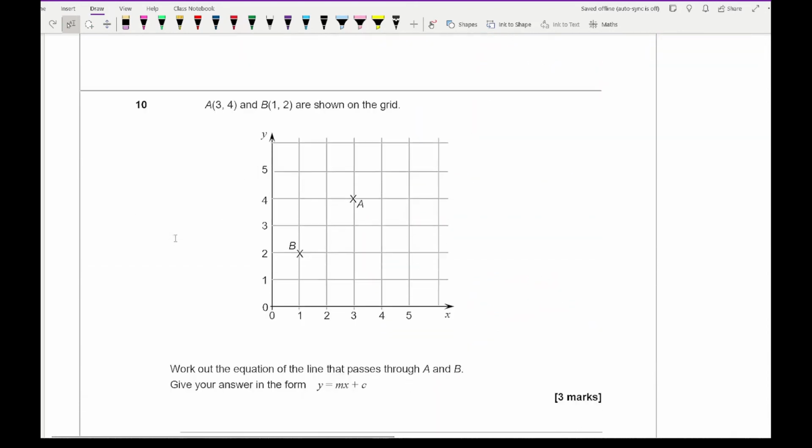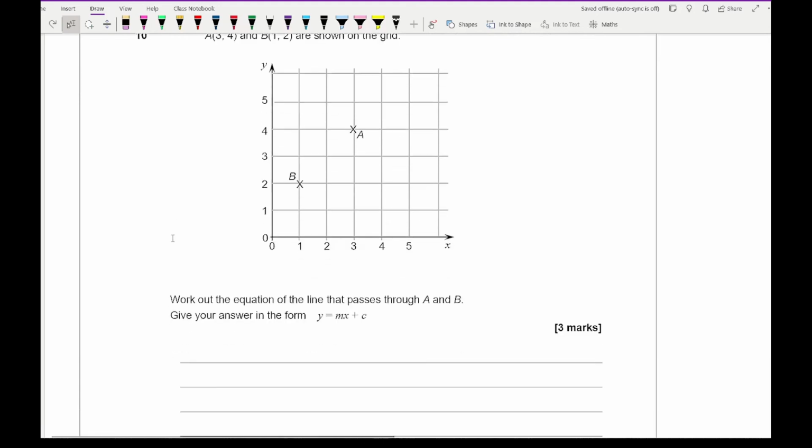Then moving on to question 10, it says A has a coordinate of 3, 4 and B has a coordinate of 1, 2 are shown on the grid. Work out the equation of the line that passes through A and B. Give your answer in the form of y equals mx plus c. So for this, I would probably recommend that you join those points up. And let me just do just that.